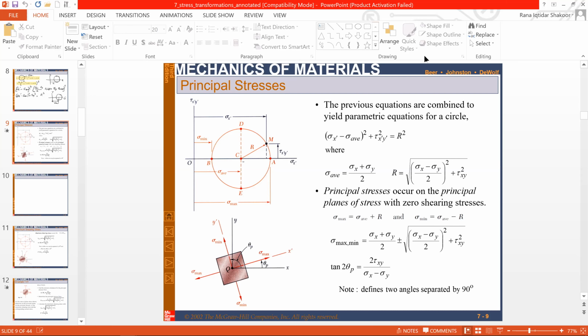And in the next part we will go for the mathematical stuff, how to draw the circle and how to calculate different values. Thank you very much.